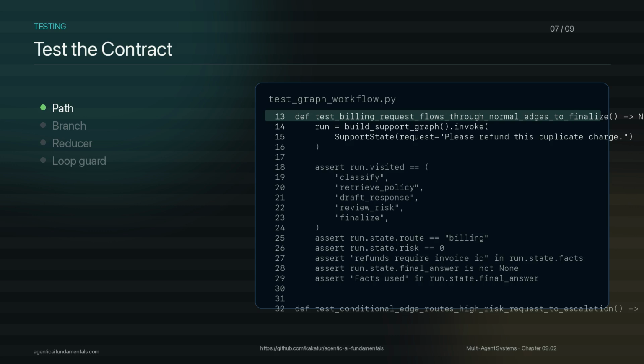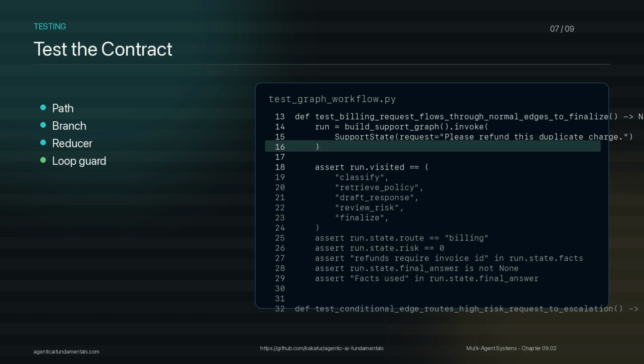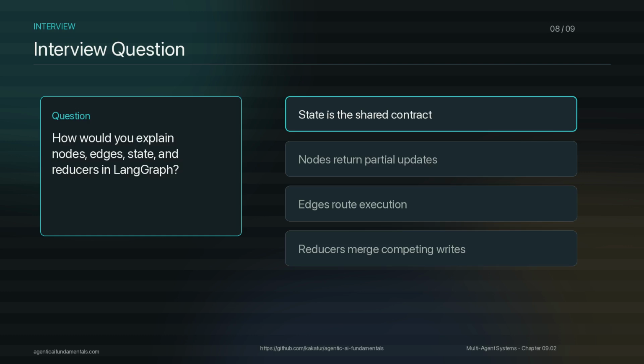The tests are where graph design becomes concrete. First, assert the path. A billing request should end at finalize, not escalation. Second, assert the branch. A high-risk request should reach the escalate node and skip finalize. Third, assert reducers. Facts and history should append, not disappear. Finally, test the guardrail. If a graph loops forever, invocation should fail loudly instead of running until someone notices the bill.